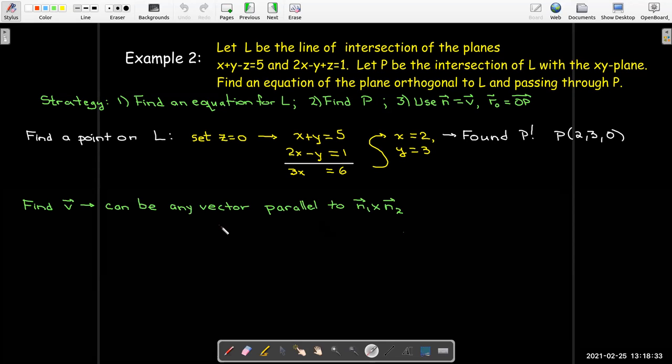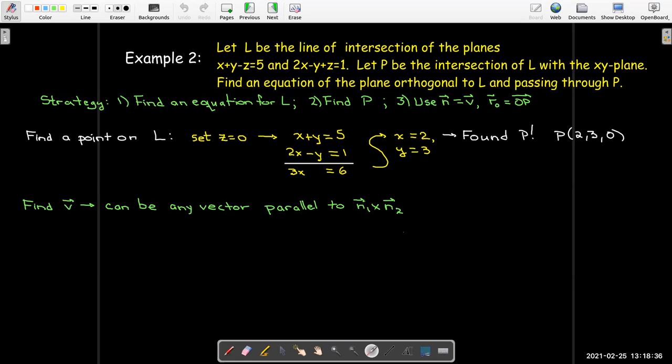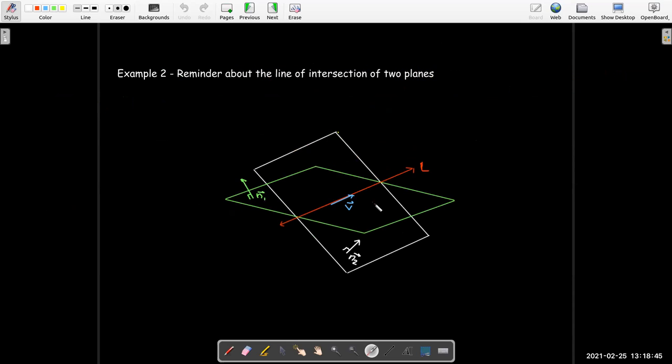Now remember, v can be any vector parallel to the cross product of our normal vectors from the given planes. So just a reminder, here's our line of intersection of two planes. The direction vector for that line, of course, is parallel to both planes. And if it's parallel to both planes, it must be orthogonal to both of the normal vectors. So that's why if we take the cross product of n1 by n2, then we'll get a vector which is parallel to our direction vector of L.